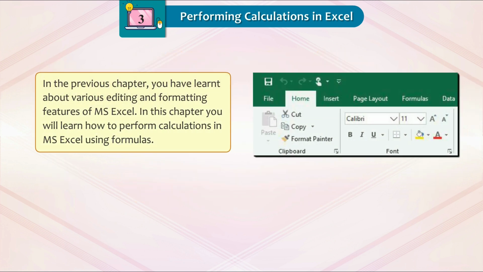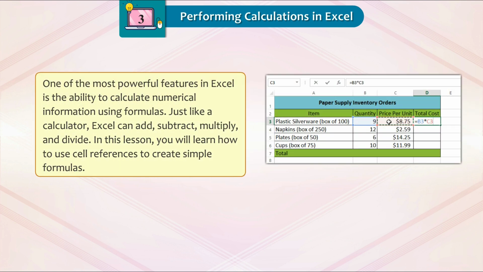Let's get started. In the previous chapter, you have learnt about various editing and formatting features of MS Excel. In this chapter, you will learn how to perform calculations in MS Excel using formulas. One of the most powerful features in Excel is the ability to calculate numerical information using formulas. Just like a calculator, Excel can add, subtract, multiply, and divide. In this lesson, you will learn how to use cell references to create simple formulas.